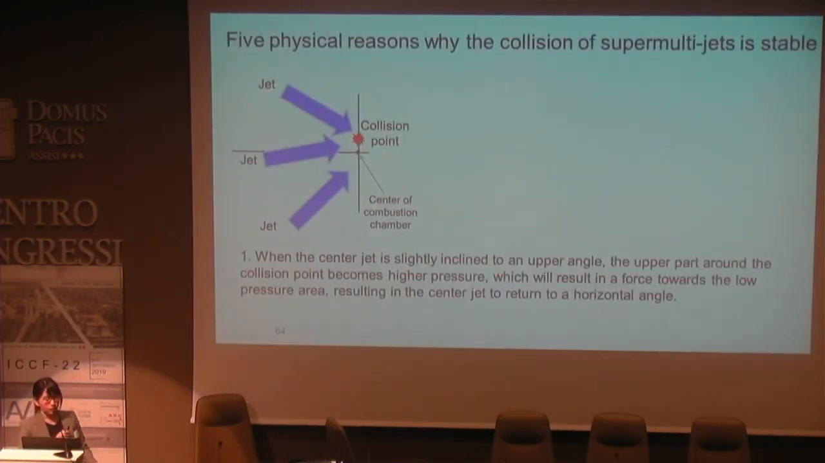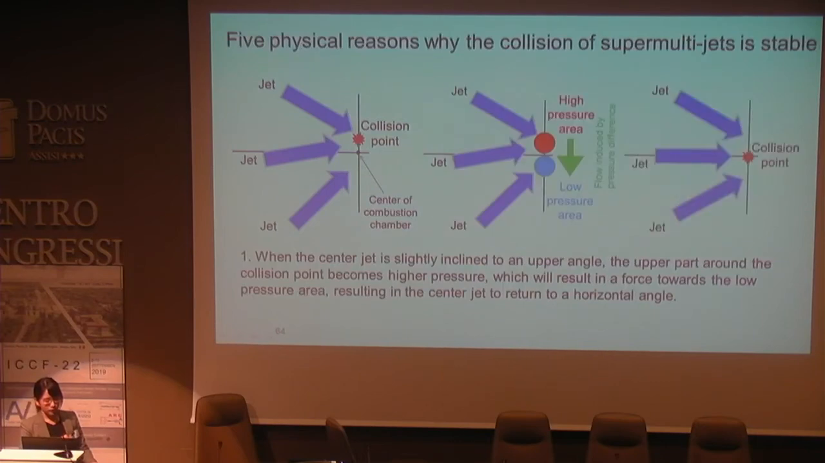And again, I'd like to show the 5 physical reasons why we think the collision of super multi-jets is stable. Although quantitative research about the stability of these jets is still undergoing, we are thinking of numerous reasons why the collision of jets is stable. First of all is that the phenomenon may be stable by nature. When the center jet is slightly inclined to an upper angle, the upper part around the collision point becomes higher pressure, resulting in a force towards the lower pressure area, resulting in the inclined jet returning to a horizontal angle.